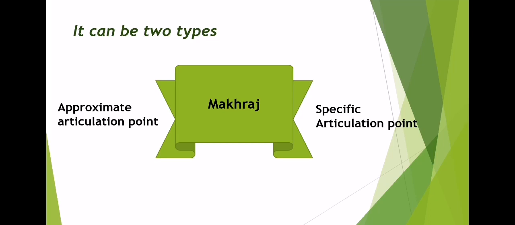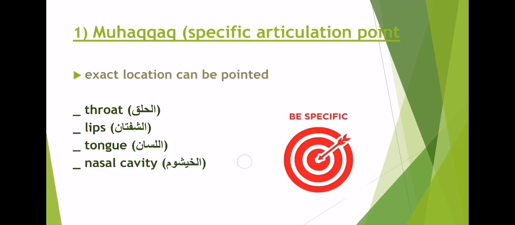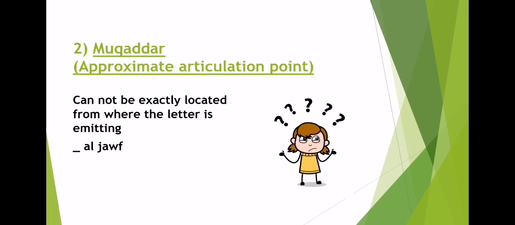What is the specific makhraj? The specific makhraj is the makhraj whose location can be exactly pointed out, or which can be further divided into specific articulation points, right? Which are they? All the other four makharij. We have done only one, and that is the only non-specific or approximate articulation point. We can't exactly locate the location, and it cannot be further divided into specific articulation parts.